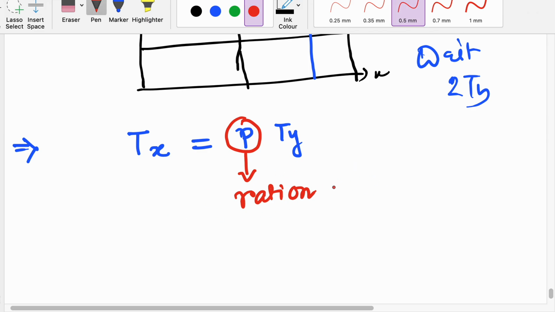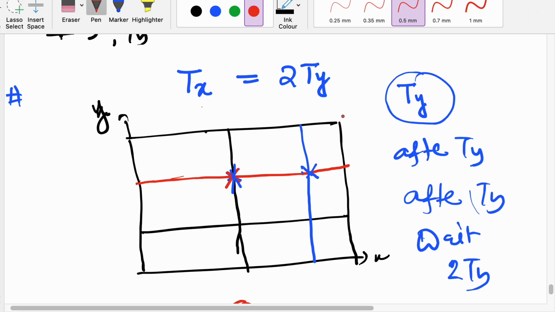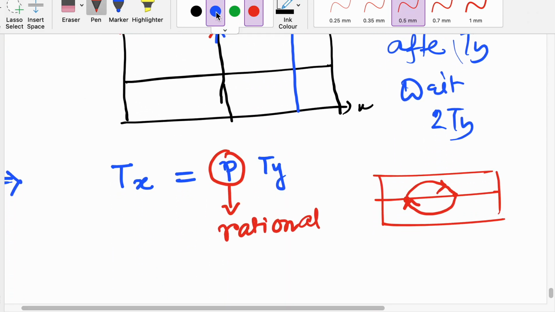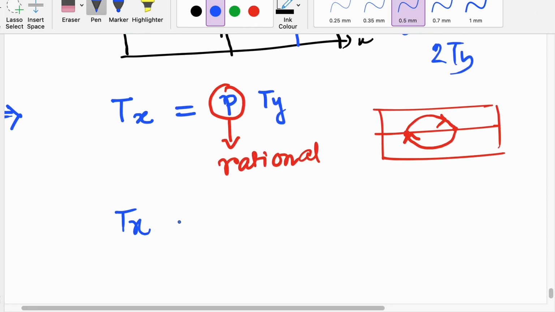If p is a rational number, then you will always see that the system will return to its initial state and it will become a closed orbit. If you see it in the map, suppose x goes here and then comes back here, so it closes the orbit. It will become a closed orbit if p is rational.